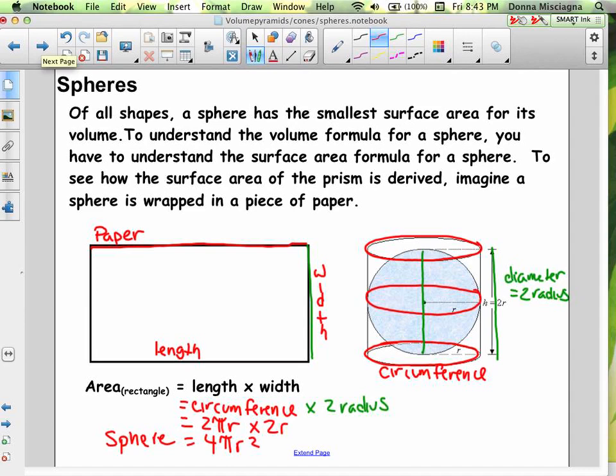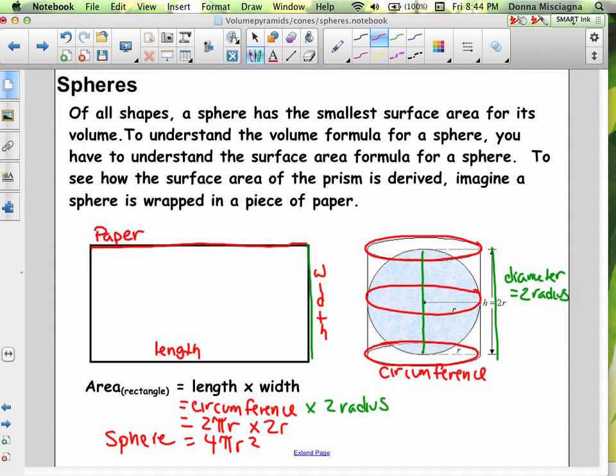Imagine we just wrapped up a piece of paper around our sphere, so it was the exact same height as the sphere, and it went all the way around the sphere, and we unwrapped it. We'd realize that that paper represents the surface area of our sphere. The length would be its circumference, and the width would be the height of the sphere, which is 2 times the radius, or the diameter.